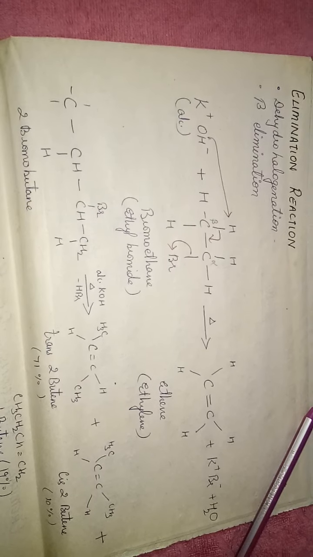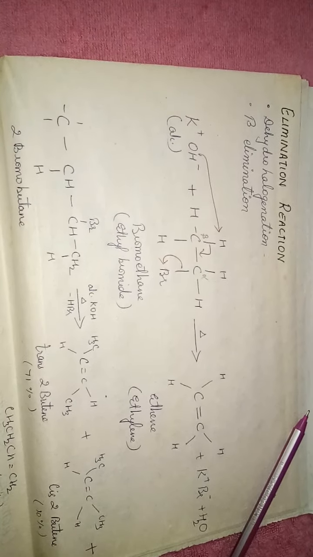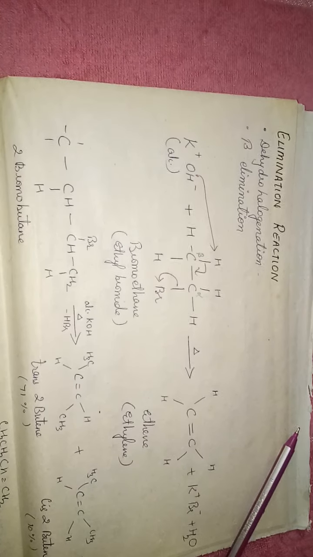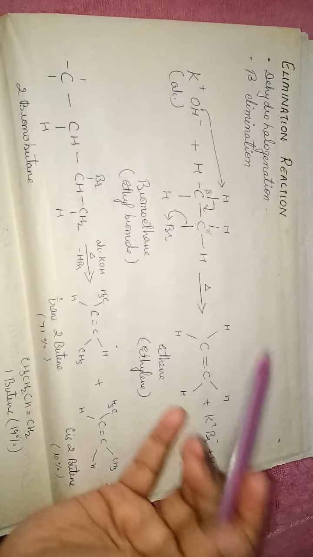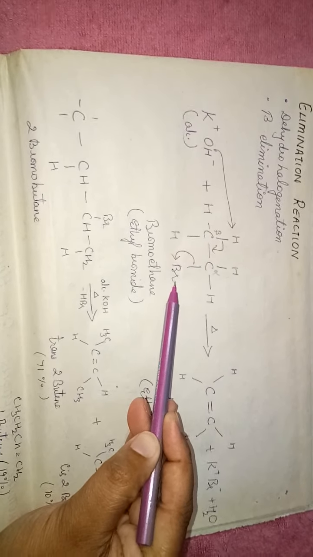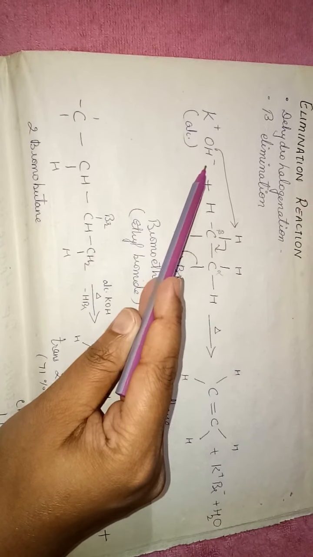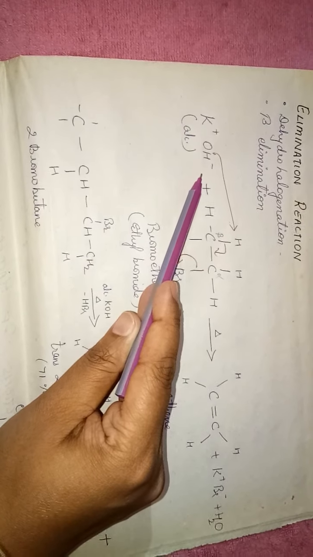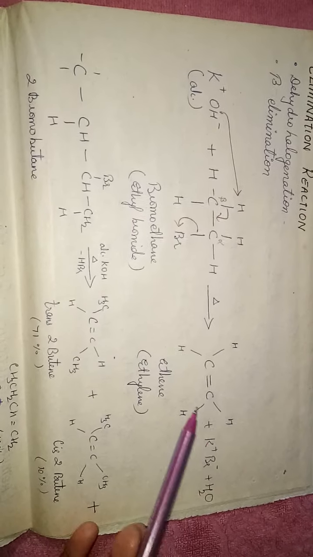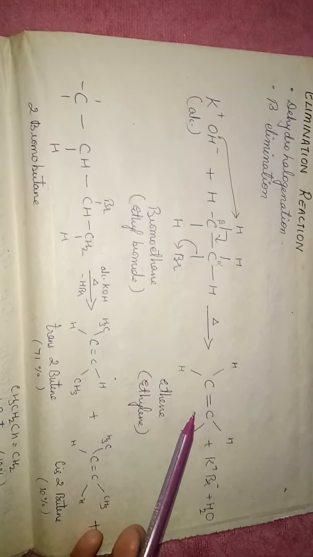Now clearly see. You can see a haloalkane. When haloalkane is heated with concentrated alcoholic solution of potassium hydroxide, a molecule of hydrogen halide is eliminated. An alkene is formed.